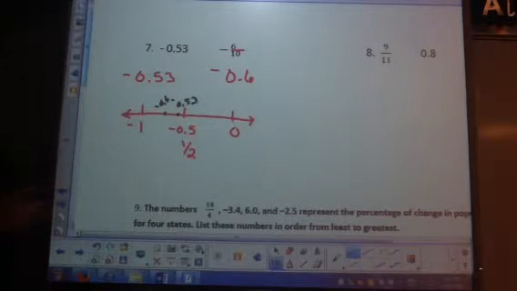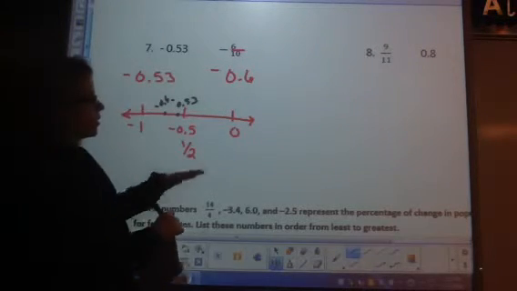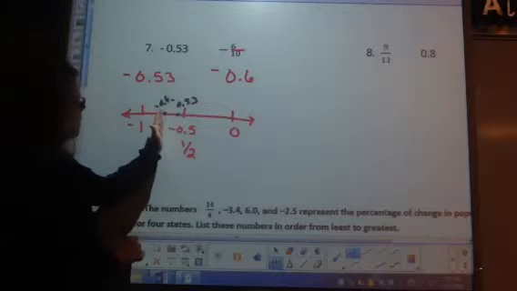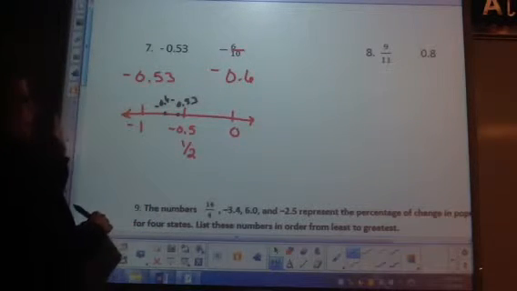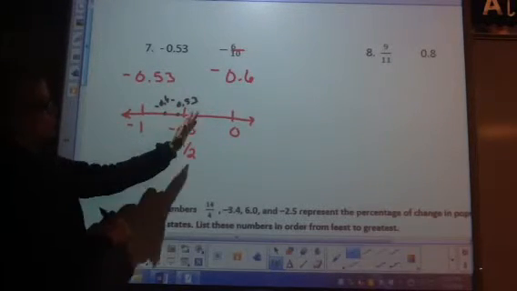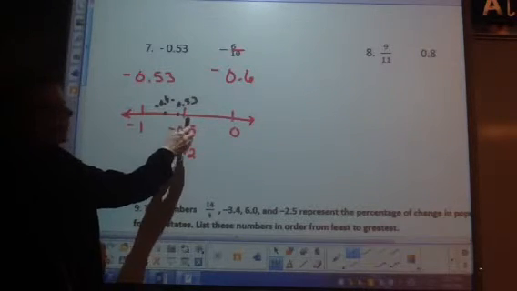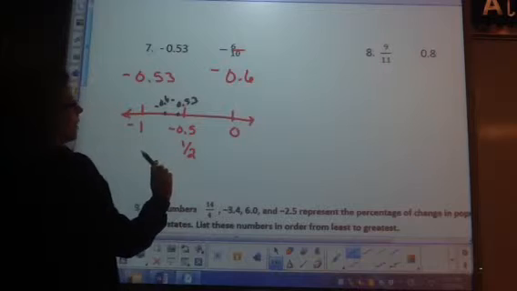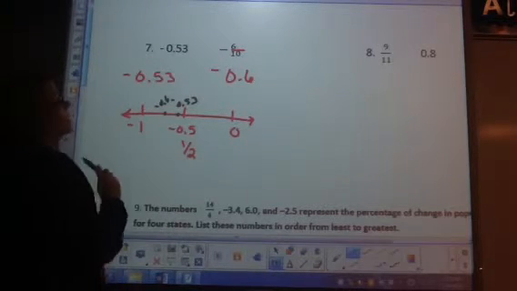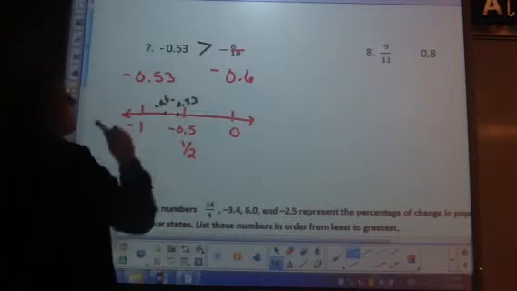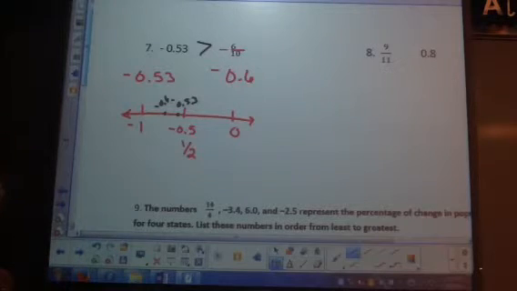When we're dealing with negative numbers, just like with positive numbers, the number that is farthest to the left is your least. The number farthest to the right on that number line is your greatest. Well, negative 53/100 is farthest to the right, so that has to be your greatest. This here is greater than negative 6/10.